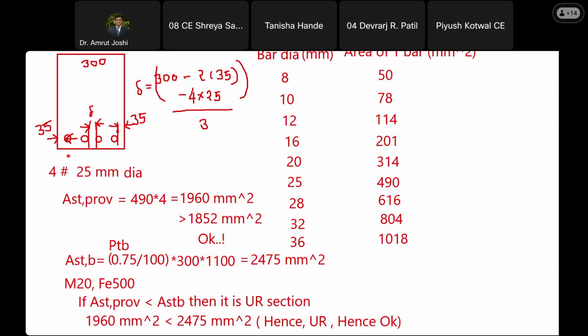So you have this gap one, then this gap second, and this gap third. Are you with me? Yes, sir. So 1, 2 and 3, so I have divided it by 3. Can you tell me how much this number is? 300 minus 70 minus 25 into 4, 100. Sir, it is 43.33. 43.33. So let me write that down. So this is 43.33.